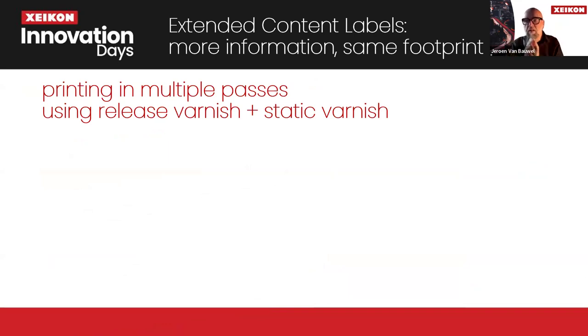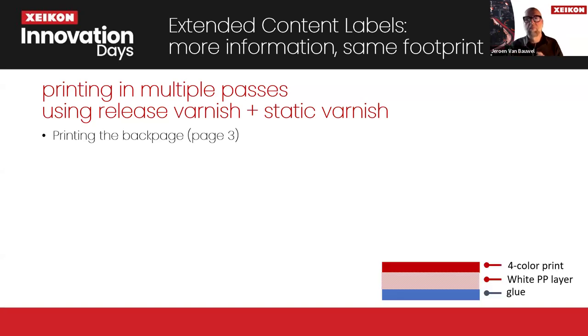Production of this peel and reveal label looks very familiar to the production of the dry peel coupon that we used before. And we're also going to make use of the same technique as for the coupon, which means that we will be using the combination of a release and a static varnish to create a peel-off. Let's have a look at the different production steps.